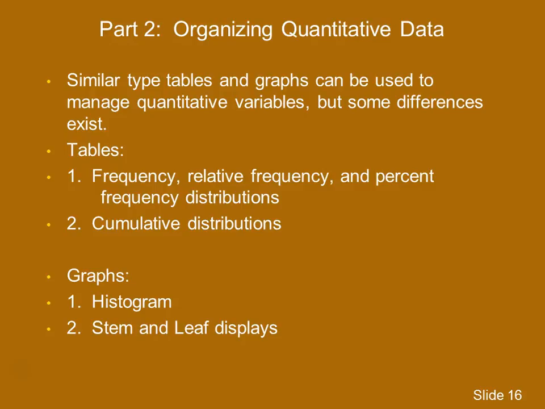In terms of tables, we can still set up the data in a frequency distribution or relative frequency or percent frequency as before. We can also do something with quantitative data that we could not do with categorical data, and that is what are called cumulative distributions. In terms of graphs, we can draw a histogram, which will look very much like a bar chart with a little bit of difference to it. And we can do stem and leaf displays. There are actually several more different types of tables and graphs that you can do, but we're not going to try to cover all of them here.